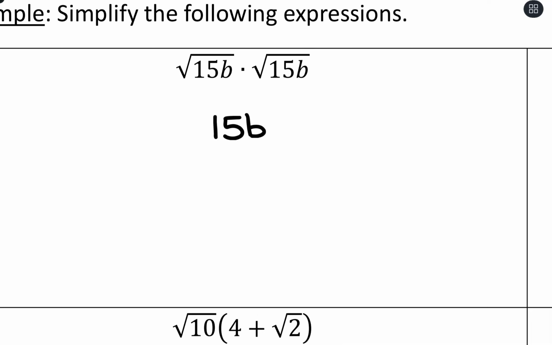Because what we would end up having, just to show some process here, is our square root 15b times 15b. So we'd have this 15b squared. And what we would have is this cancellation between the root and the exponent of 2, and we would just be left with what's underneath. What was the base of the exponent of 2? In this case, 15b.